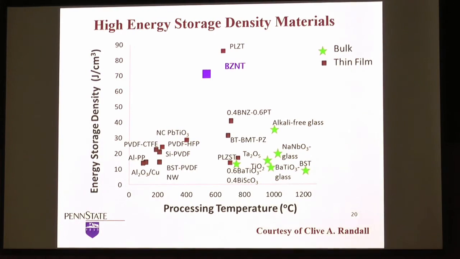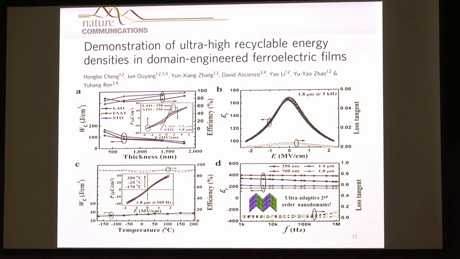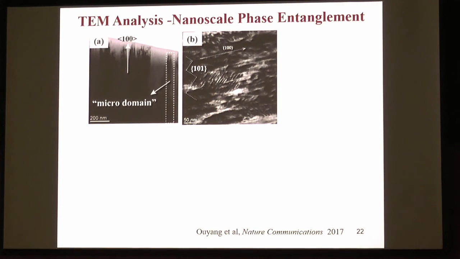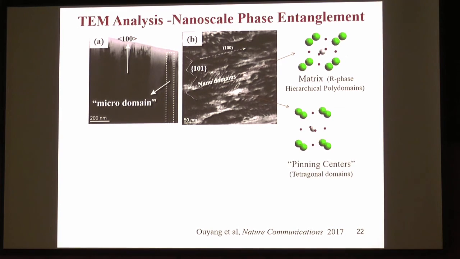The previous results were published 2 years ago, like I said: very high energy storage density and efficiency, as well as very small losses and good temperature stability. It's all due to the ultra-adaptiveness of these nanodomains, and we really see these nanodomains from TEM. This is a microdomain across the whole film thickness, and when we zoom in, we found the coexistence of 2 different phases, the R phase and the T phase.